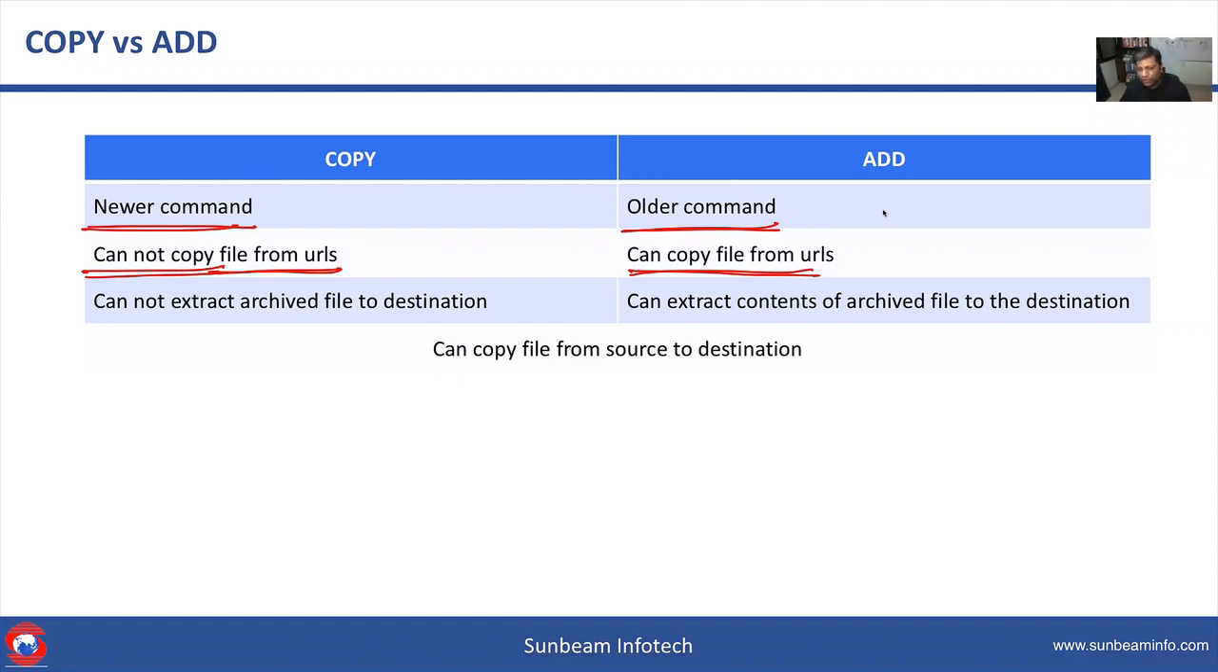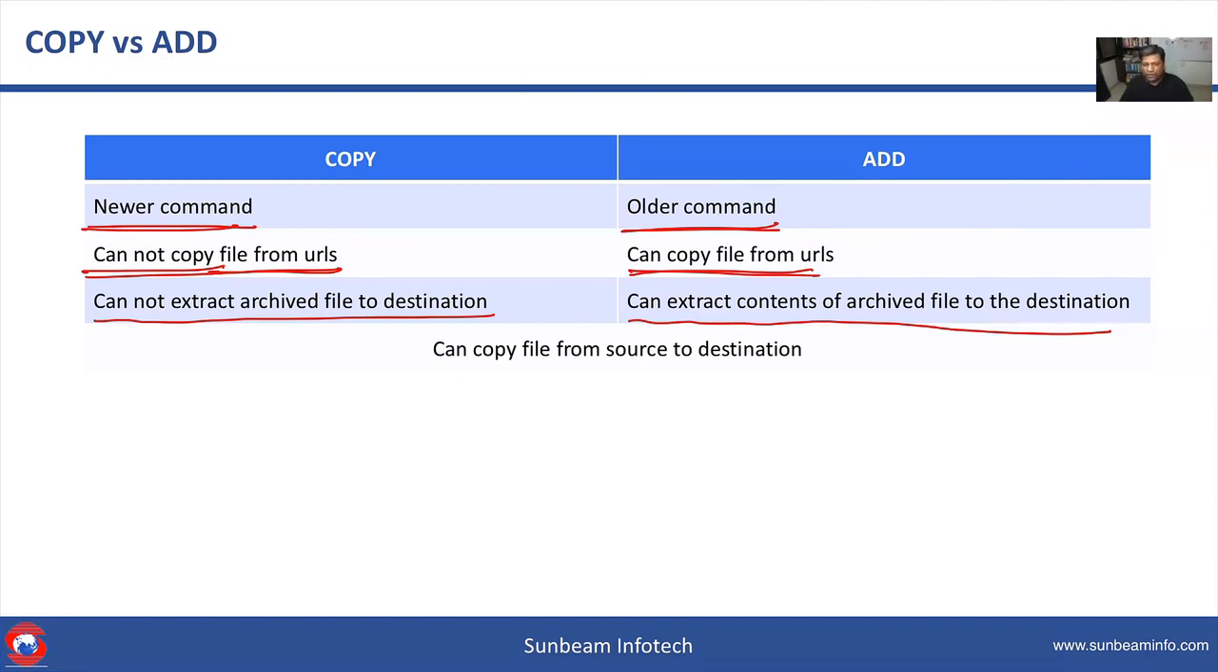So if you are downloading files from a URL at the time of building an image, it's not possible with the command COPY. It has to be the command ADD. So remember this. This is difference number one. Another difference between COPY and ADD is that COPY cannot be used to extract an archive file to the destination, while ADD can be used to extract the contents of an archive file to the destination.